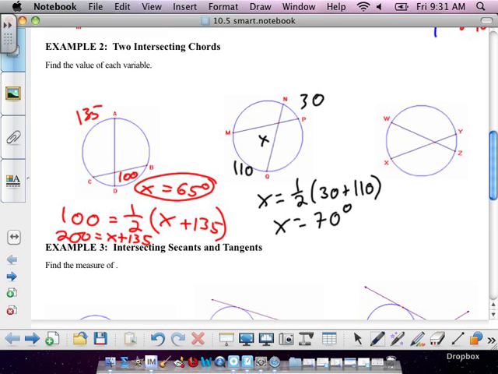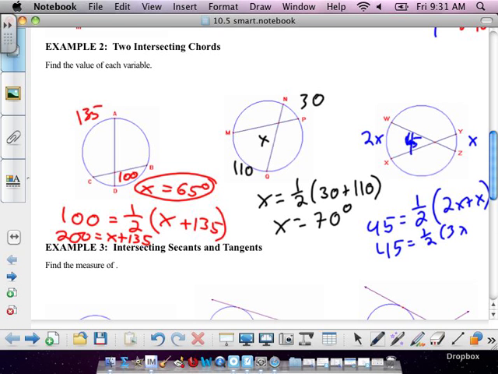Do the next one? Okay. All right, for the next one I've got 2x, this is 45, and this is x. Can you tell that that's 45? Okay. So what do I say? 45 equals 1/2 times 2x plus x. Okay, so 45 equals 1/2 times 3x.